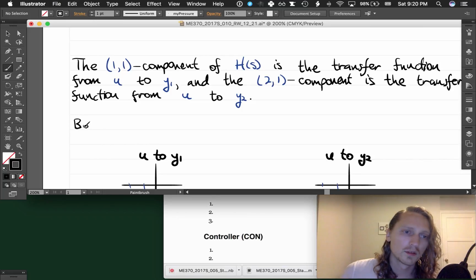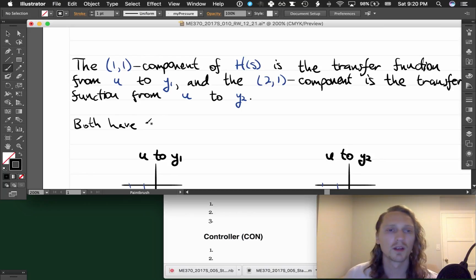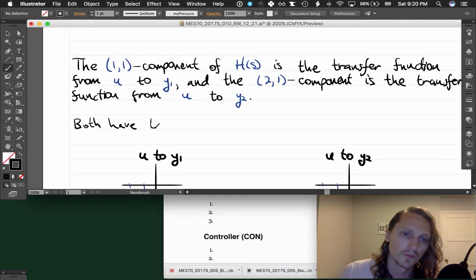When you have a matrix transfer function, all of the scalar transfer functions always have the same poles. So both have the same poles.